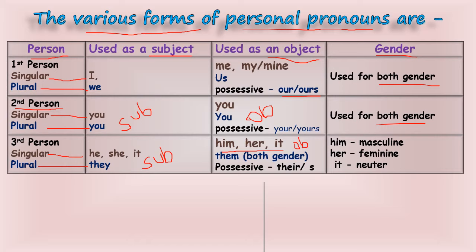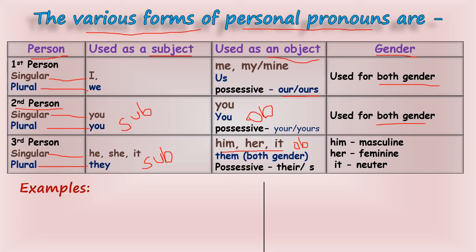Their possessive form is their or theirs. Him is used for male gender, that is masculine, and her is used for feminine, that is female gender, and it is used for neuter, that is for non-living things. So this is clear to you all, children?